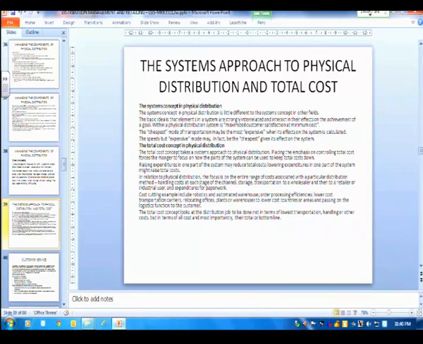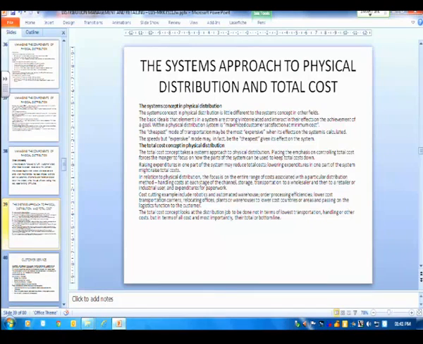The total cost concept in physical distribution. The total cost concept takes a systems approach to physical distribution, placing the emphasis on controlling total cost. It forces the manager to focus on how the parts of the system can be used to keep total costs down. Raising expenditures in one part of the system may reduce total costs. Lowering expenditures in one part of the system might raise total costs.